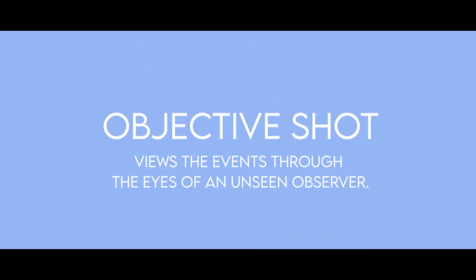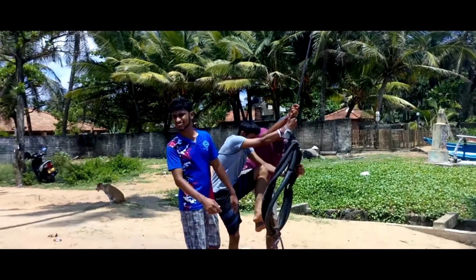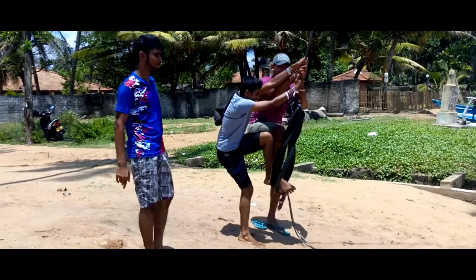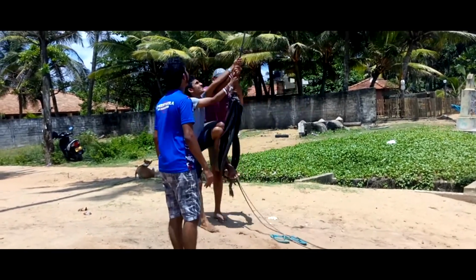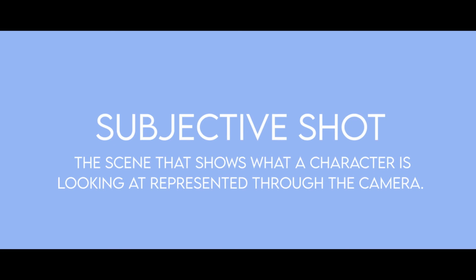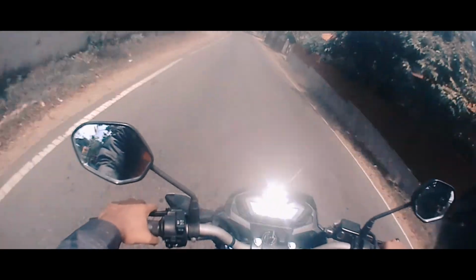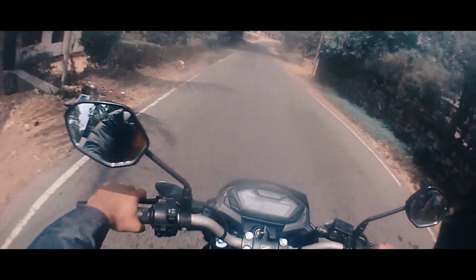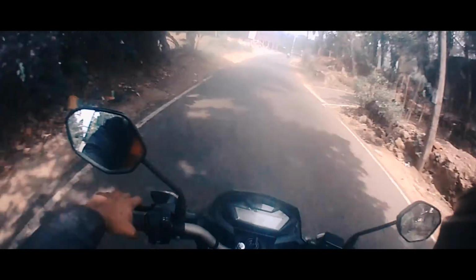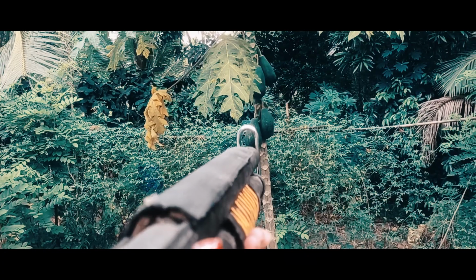Next, objective shot. Views the events through the eyes of an unseen observer. Next, subjective shot. The scene that shows what a character is looking at represented through the camera. Next, POV shot. Shows a view from the subject's perspective.